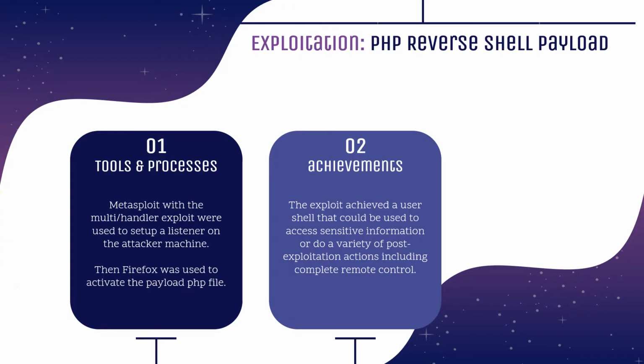The last exploit that we will go over is the PHP Reverse Shell payload. For this, I used Metasploit with the multi/handler exploit to set up a listener on the attacker machine. After that, I then used Firefox to activate the payload PHP file that I had uploaded previously. This achieved a user shell that could be used to access sensitive information or do a variety of post-exploit actions, including complete remote control of that target machine.